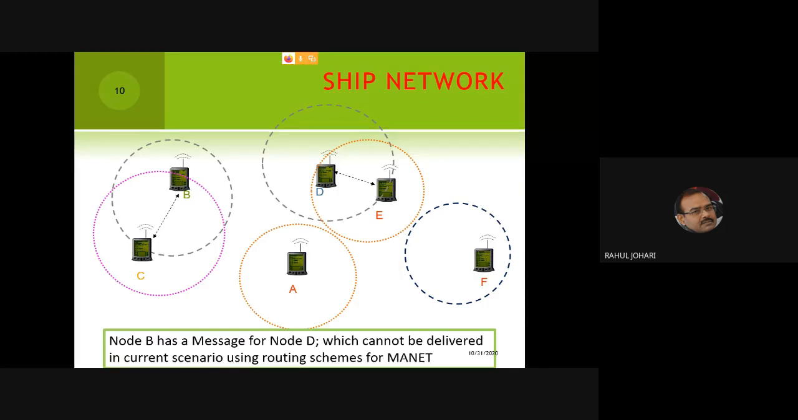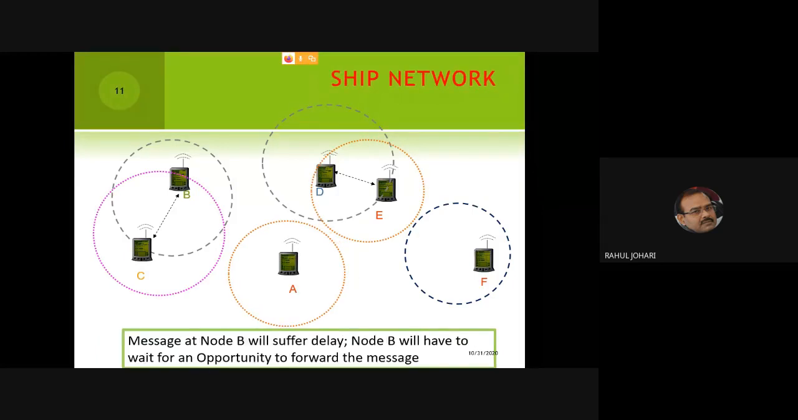In this kind of scenario, if node B has a message for node D, which cannot be delivered in the current scenario using the routing scheme for mobile ad hoc networks, only for the mobile ad hoc network. Now what do we do? Our IoT fails at this point of time. Our MANET fails at this point of time. Our Bluetooth fails at this point of time, because the partition has come, the nodes have moved very far off from each other, and we still want to exchange the messages. So what do we do in this kind of scenario?